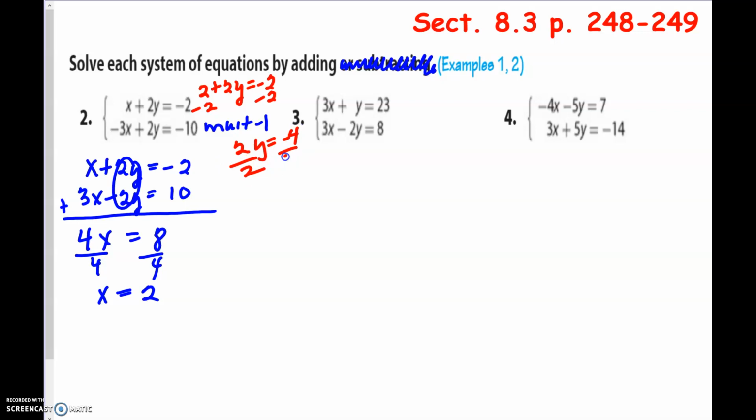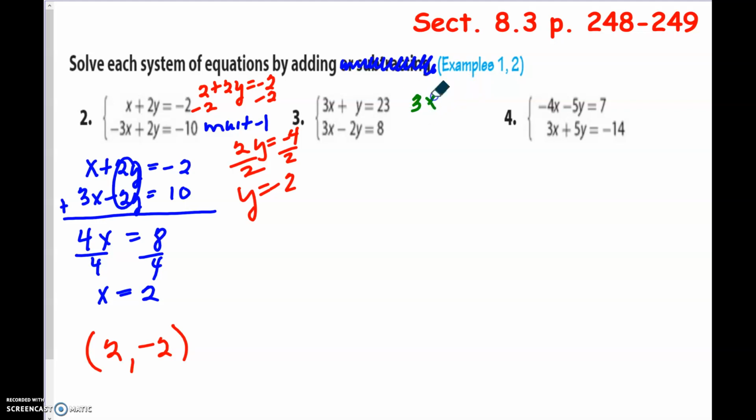Divide both sides by 2. And y is negative 2. So my final ordered pair for the first problem here is going to be 2 comma negative 2. All right, let's look at this second problem here. And I'm going to leave this first equation exactly the way it is.